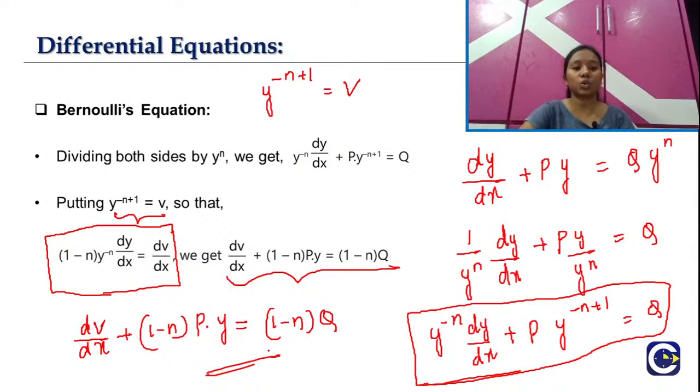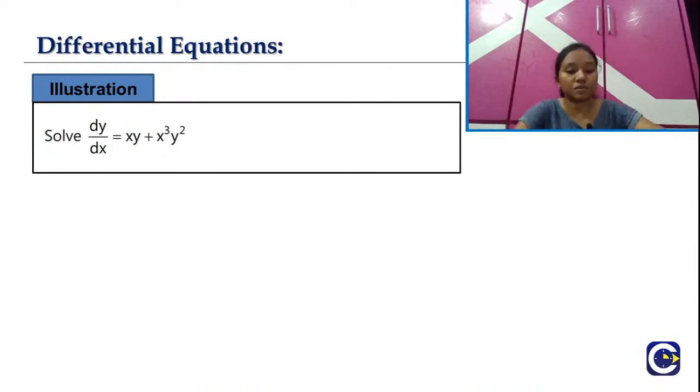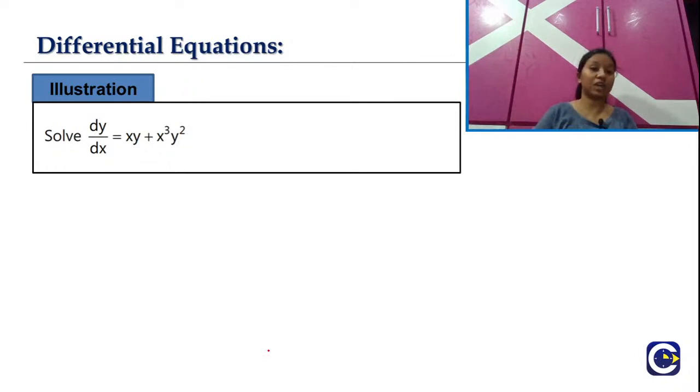So let's do one question related to this Bernoulli so that you can have an idea of how the conversion and simplification go further. So here comes the question, guys. Solve dy by dx is equal to xy plus x cube into y square. Can you quickly try and convert this Bernoulli's form of equation into linear and get the solution of this?